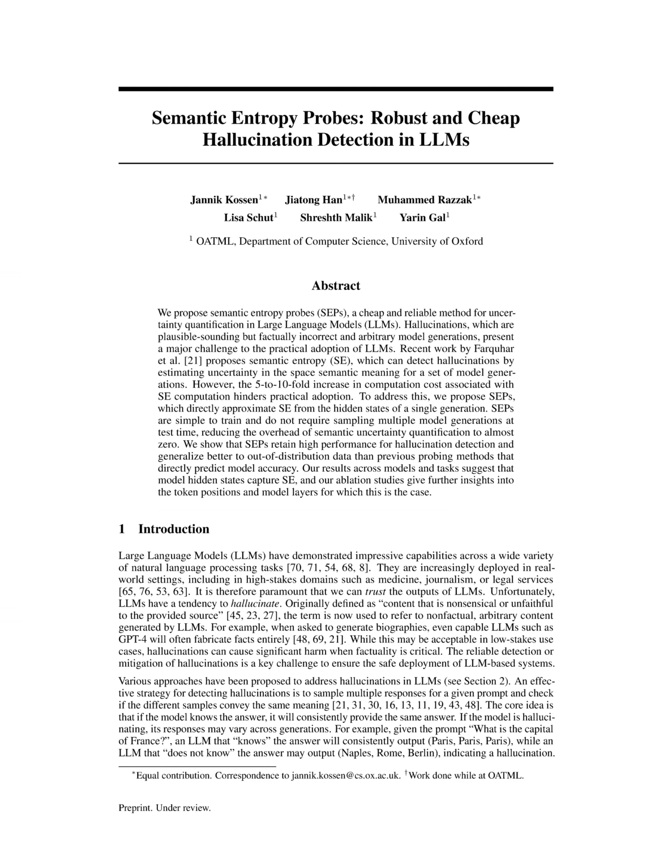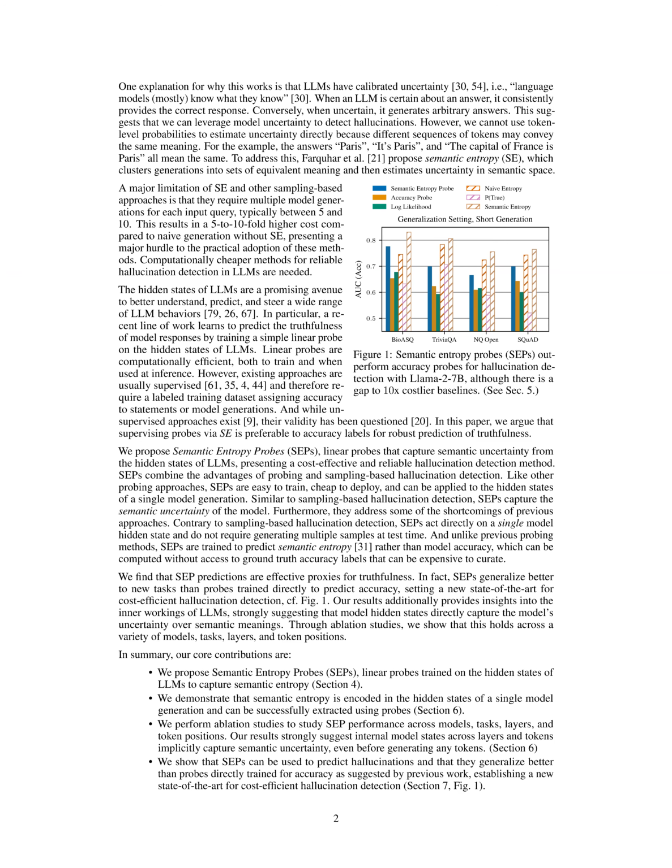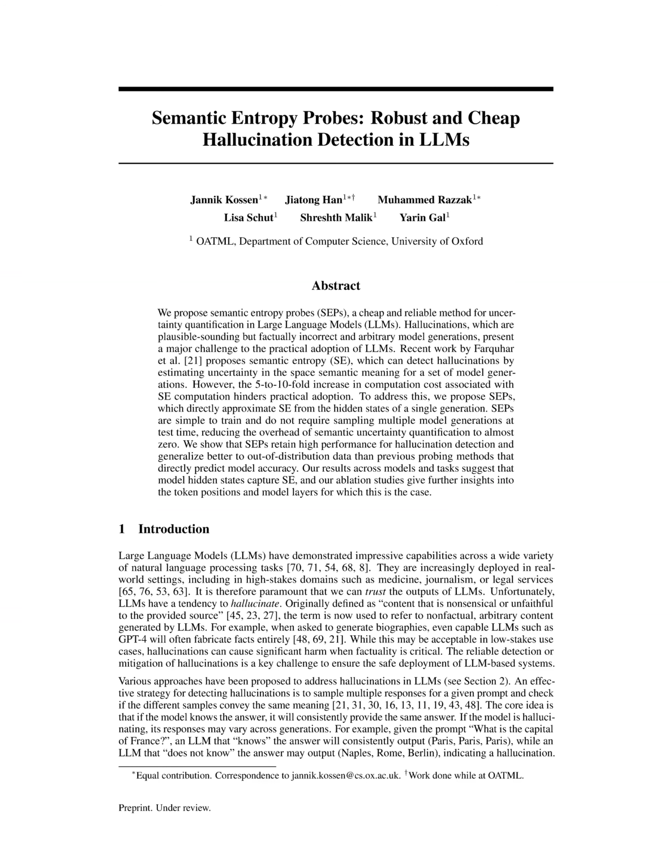The key challenge addressed is to ensure the safe deployment of LLM-based systems by detecting and preventing hallucinations without the need for expensive and time-consuming methods like sampling-based approaches. SEPs offer a practical solution by leveraging hidden states to predict semantic uncertainty and detect hallucinations effectively. The paper highlights the importance of trust and reliability in LLM outputs, especially in high-stakes domains such as medicine, journalism, and legal services, where hallucinations can have serious consequences.